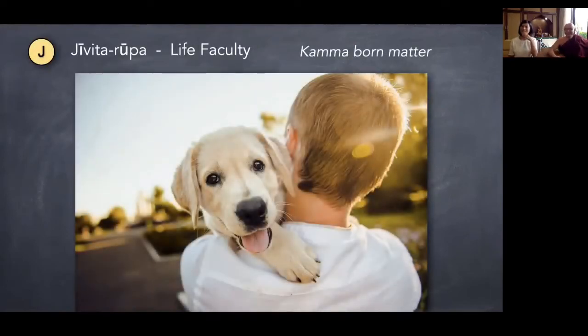Jivita-rupa is actually a karma-born matter. It is created by karma. So that's why it can only appear in living beings. There is no Jivita-rupa in inanimate objects or in plants, whatever it may be that is not a living being. Living being means it has consciousness and body.